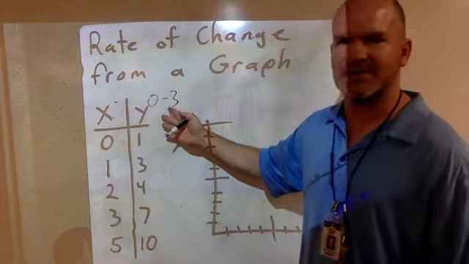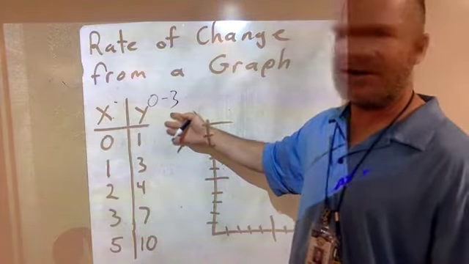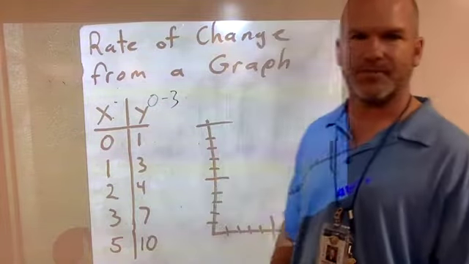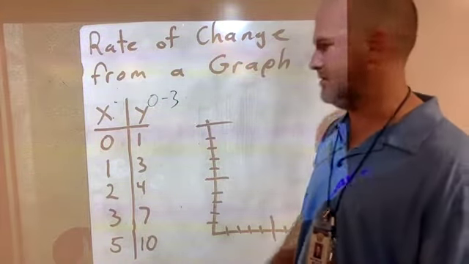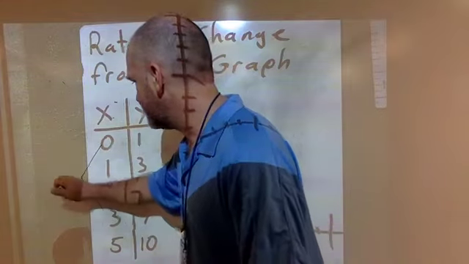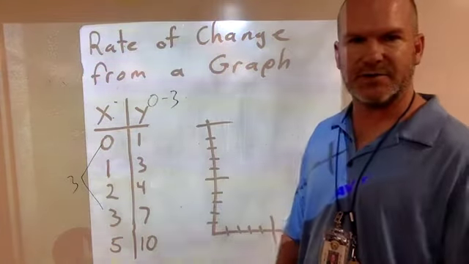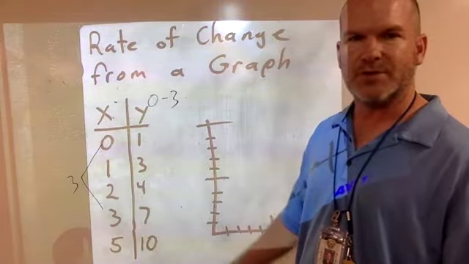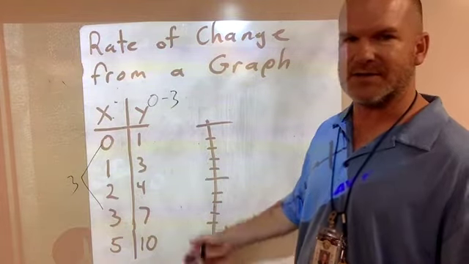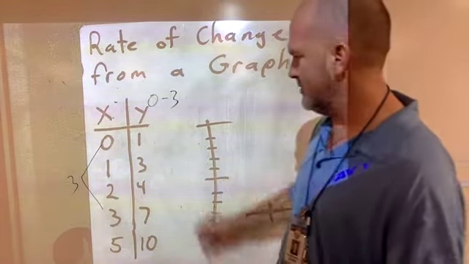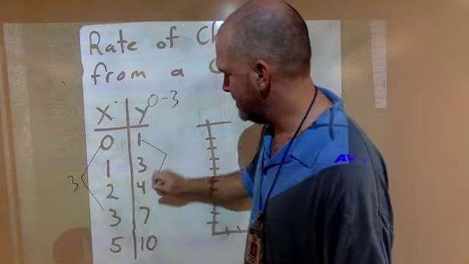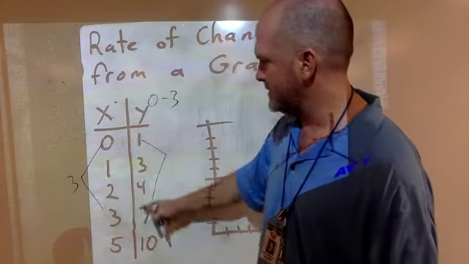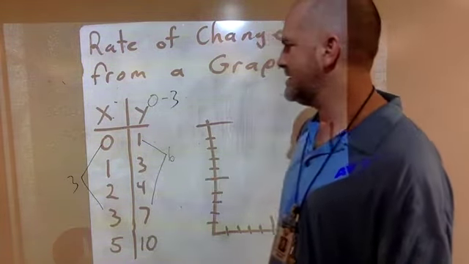Whatever their numbers, they're asking you what's the rate of change from, they're asking you about the x column. So from 0 to 3 in the x column is 3 spaces. You added 3 to get from 0 to 3. What did you add or subtract in that same interval in the y column? The same interval in the y column is from here to here. You went from 1 to 7, so you added 6.